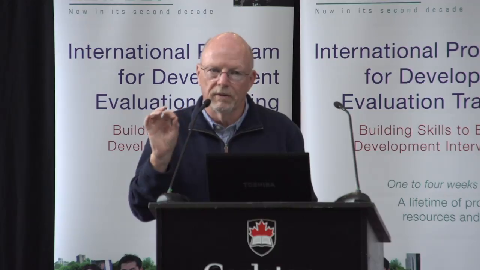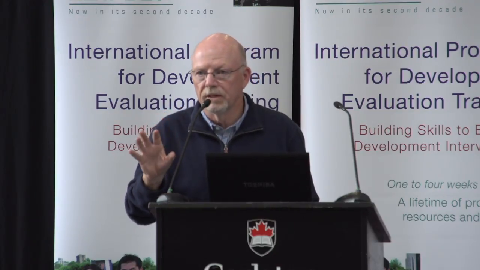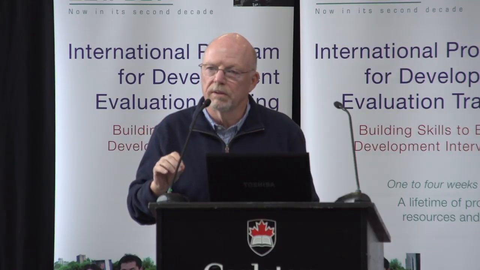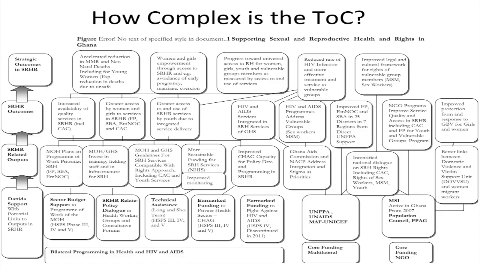Now, the first question about granularity. Here is the eventual full, complete, complex theory of change for Denmark's support to sexual and reproductive health and rights in Ghana. It has about 40 linkages, and that's a fairly simplified version of it. Along with this, there were 30 pages of detailed tables on the risks and assumptions that underlie the theory of change. Now, it's just not practical to develop an evaluation plan that's going to credibly test every one of those linkages. So what was our solution?